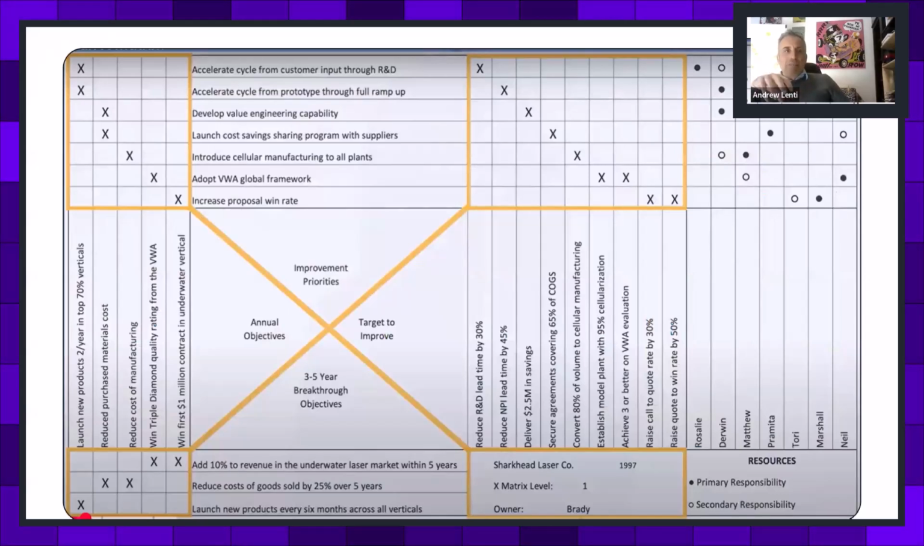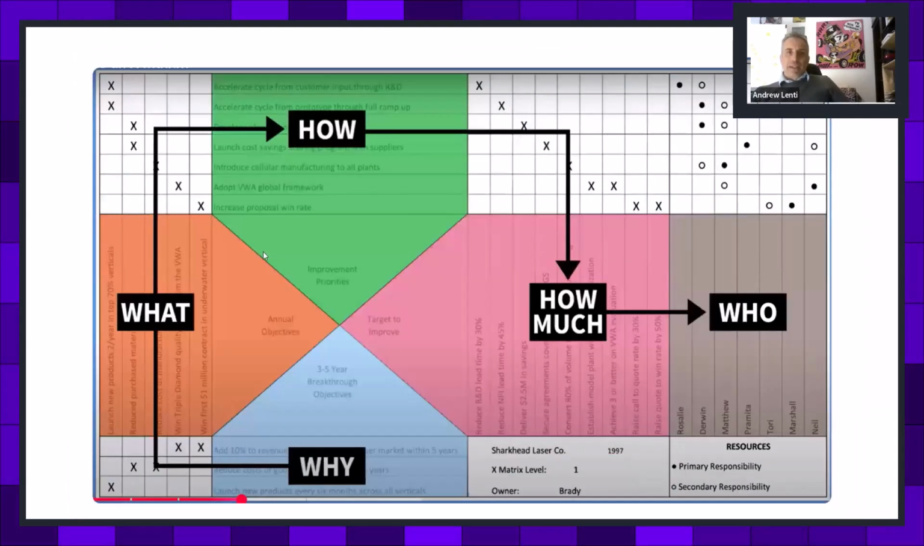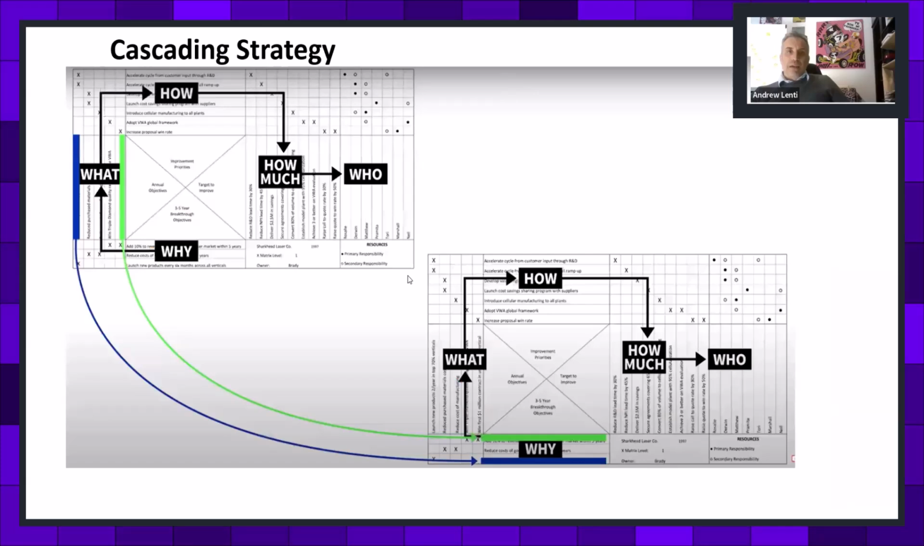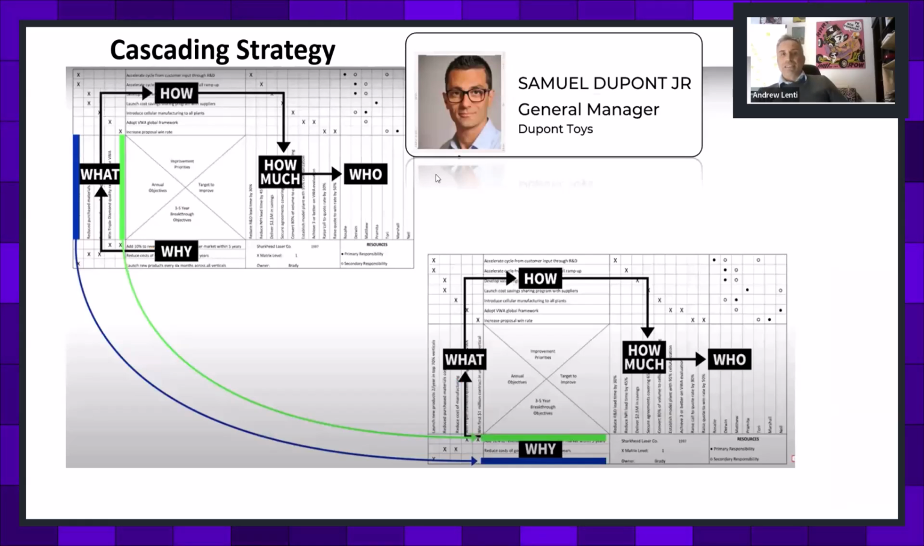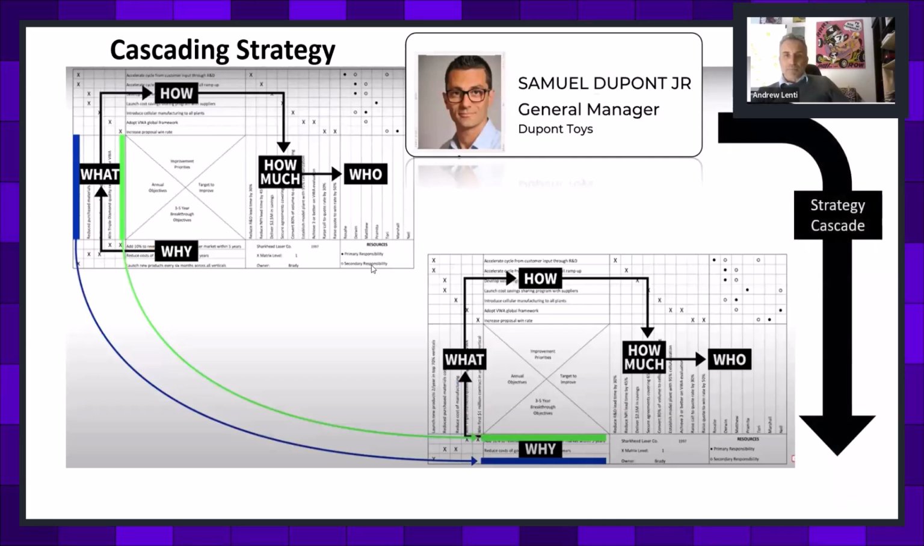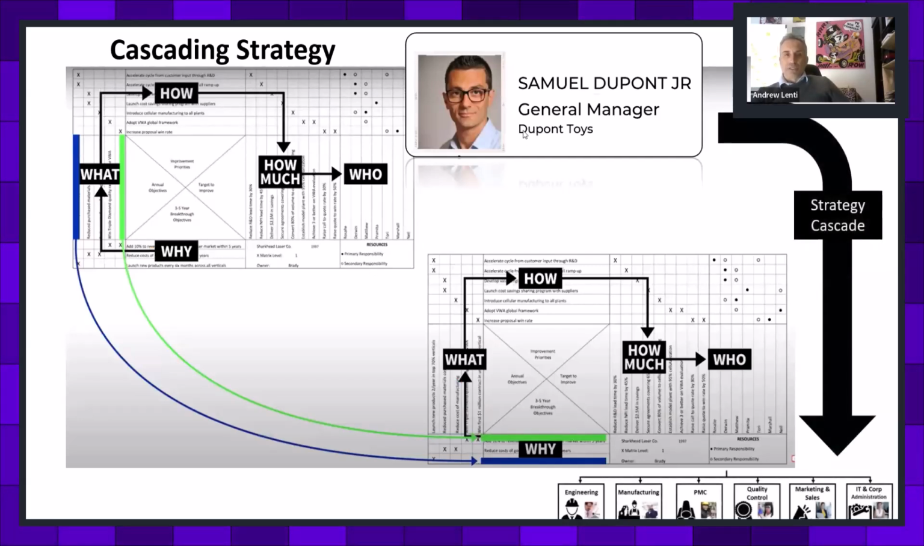So again, we have a Hoshin Kanri X Matrix. Chris did a good job of explaining it, so I'm not going to spend too much time there. Always good to remind ourselves what the X Matrix is telling us. And now that we're going to be talking about cascading, we'll be speaking about Samuel, who needs to cascade his vision to the additional tiers in the company so that they can execute on his vision.